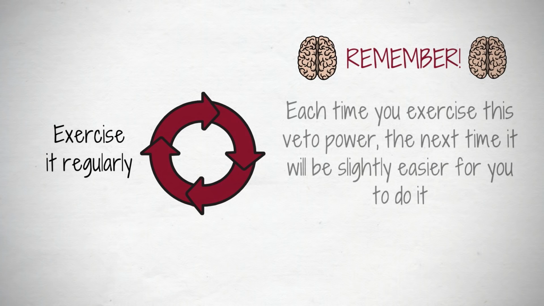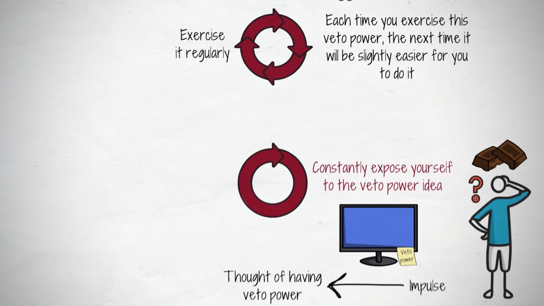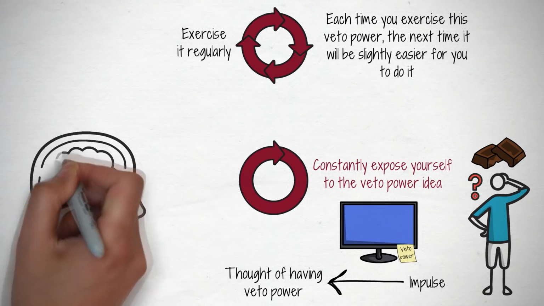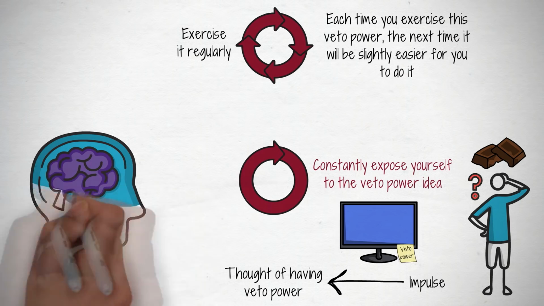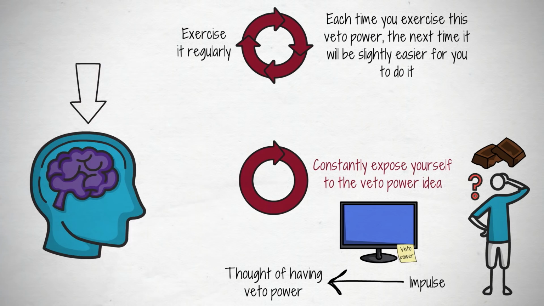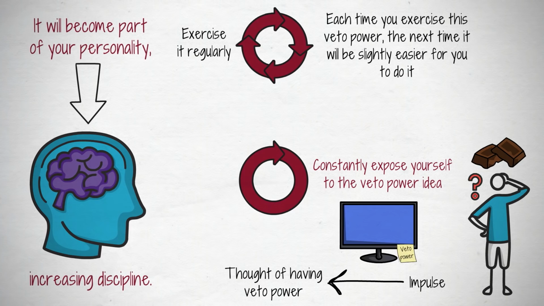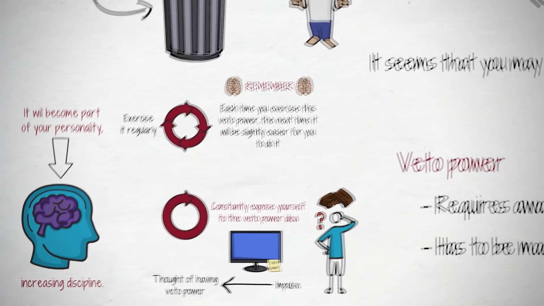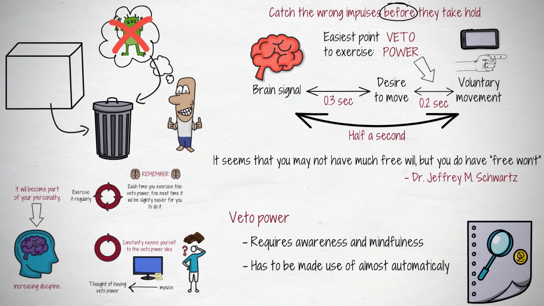Remember that each time you exercise this veto power, the next time it will be slightly easier for you to do it. If you follow these simple steps, i.e., reminding yourself and continuing to use this veto power, you will reach a point where it gets almost automatic. It becomes a part of your personality. Consequently, you would be a more disciplined person. So, remember to suppress the impulses as soon as they arise, before they suppress your progress.